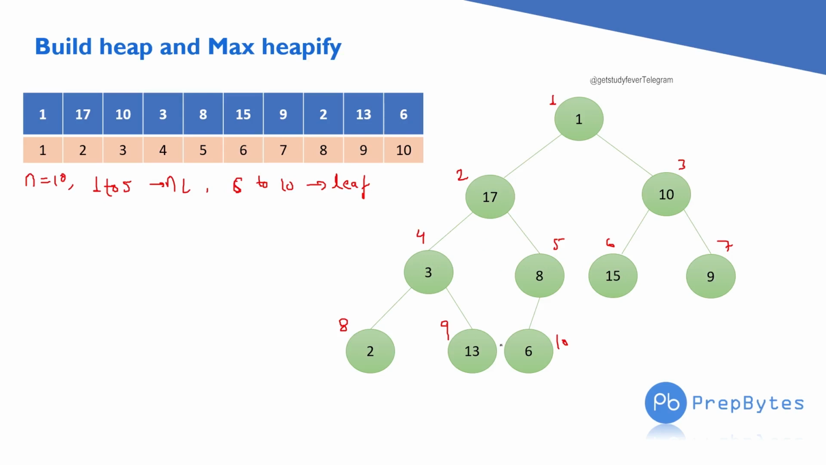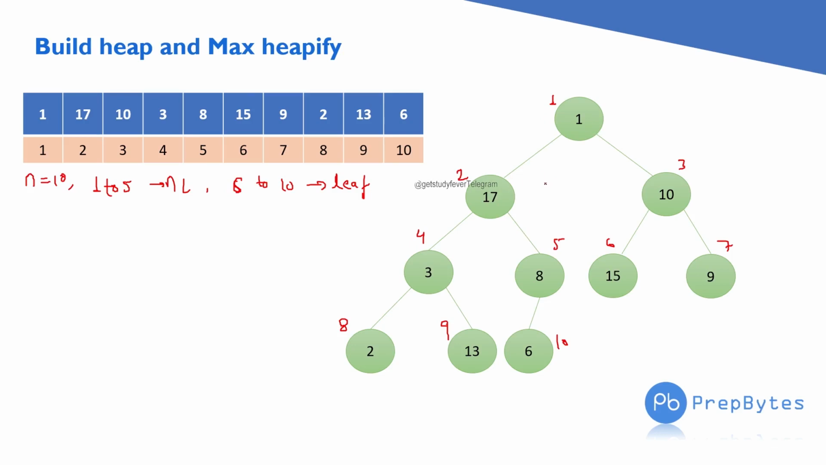We all know that leaves are always satisfying the property of max heap or min heap in any case. Okay, so 6, 13, 2, 9 and 15 are always satisfying the max heap property. So we need to check for the non-leaves. So is 1 satisfying the property? No, because 17 and 10 both are greater than 1. So actually 17 should be there, but it is 1. So this tree is not my max heap tree.